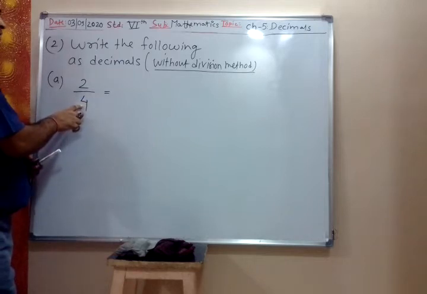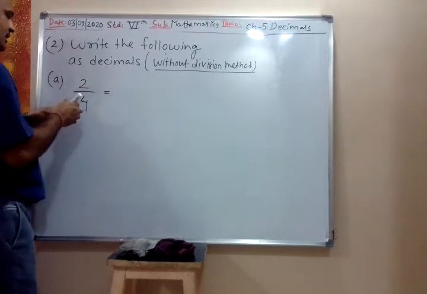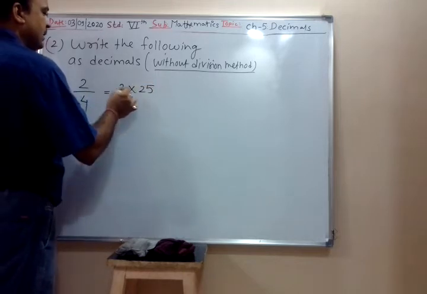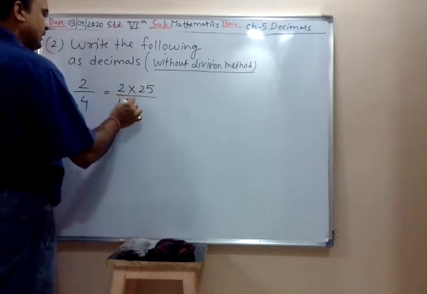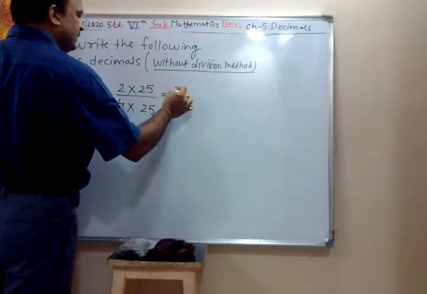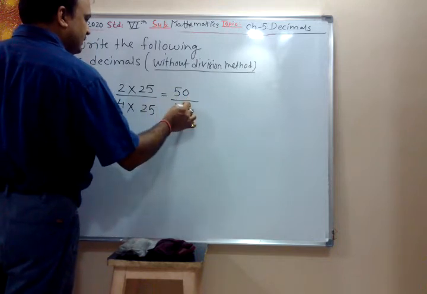So 4 I will multiply by which number? 25. So I will multiply and divide by 25 in the numerator and denominator. So 2 into 25 upon 4 into 25. Now what is 2 into 25? Yes, 50 upon 4 into 25 is 100.